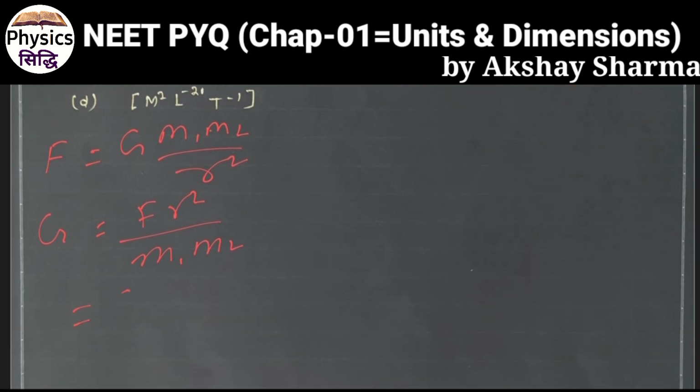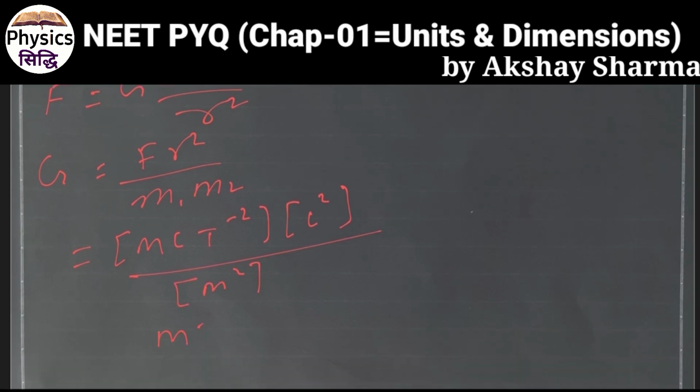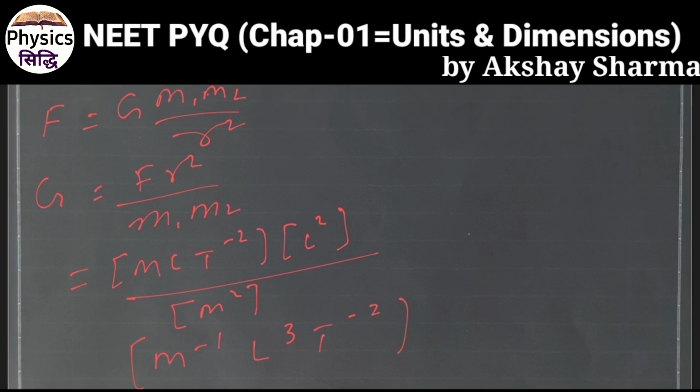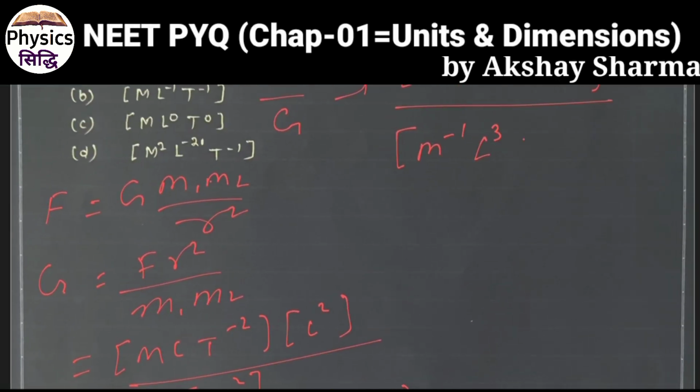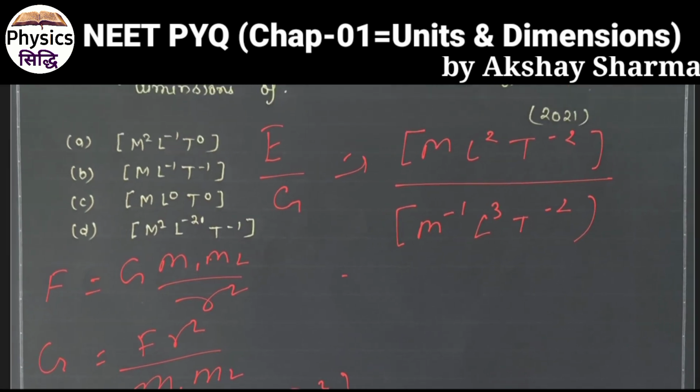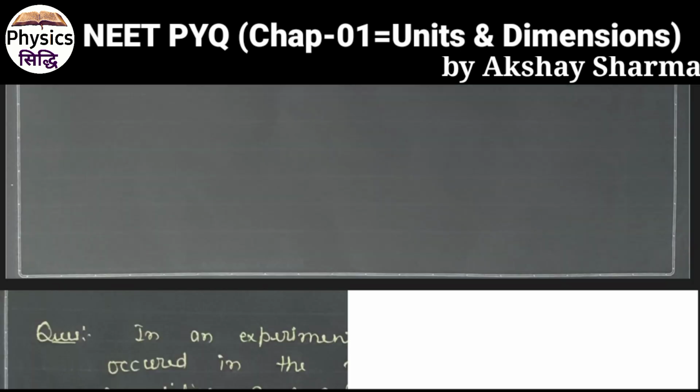Let's sort it out here. MLT⁻² for force, L² for length square, upon mass square M². So M to the power minus 1, L to the power 3, T to the power minus 2. This is the value of the gravitational constant. Now just solve it. M to the power 2, L to the power minus 1, and T to the power minus 2 cancels, so T to the power 0. This is correct, option A. Now move to the next question.